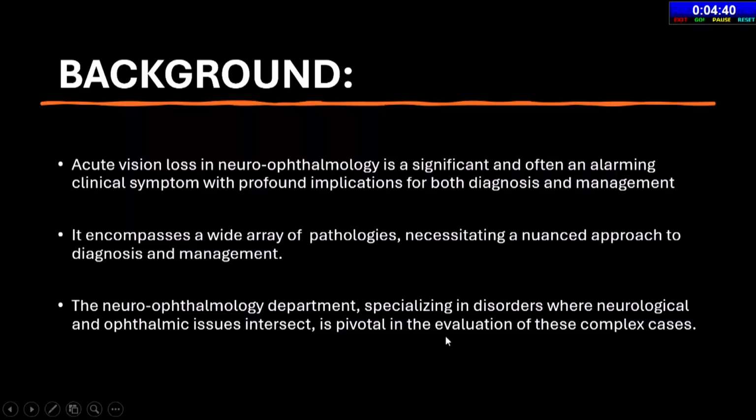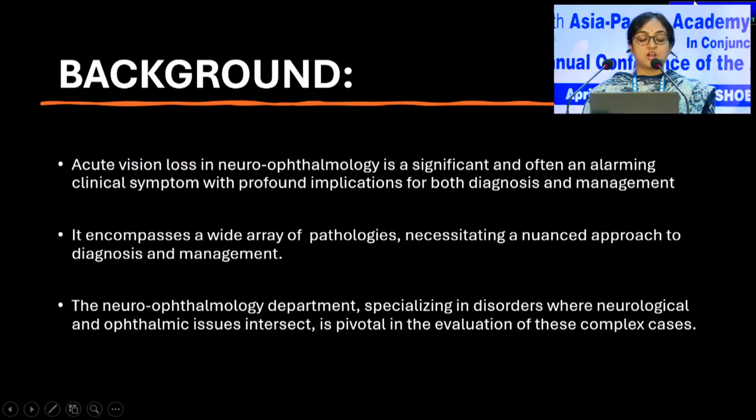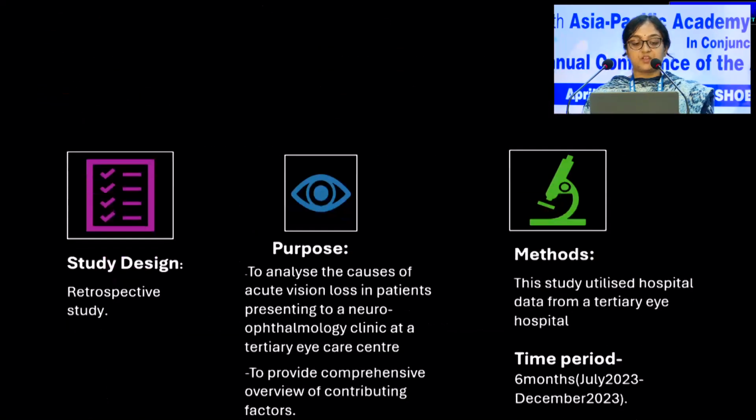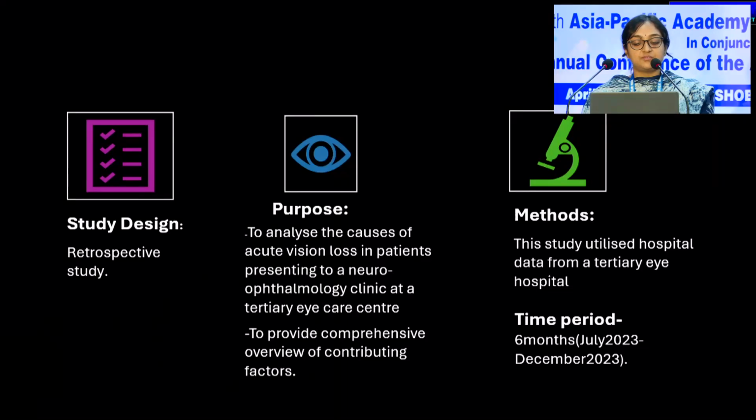Acute vision loss in neuro-ophthalmology is a significant and often alarming clinical symptom with profound implications for both diagnosis and management. It encompasses a wide array of pathologies necessitating a nuanced approach to diagnosis and management. The neuro-ophthalmology department, specializing in disorders where neurological and ophthalmic issues intersect, is pivotal in the evaluation of these complex cases. My study is retrospective. The purpose is to analyze the causes of acute loss of vision in patients presenting to the neuro-ophthalmology department at our tertiary eye care center.